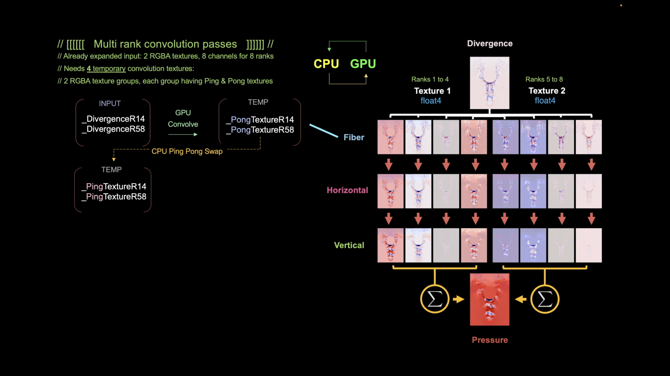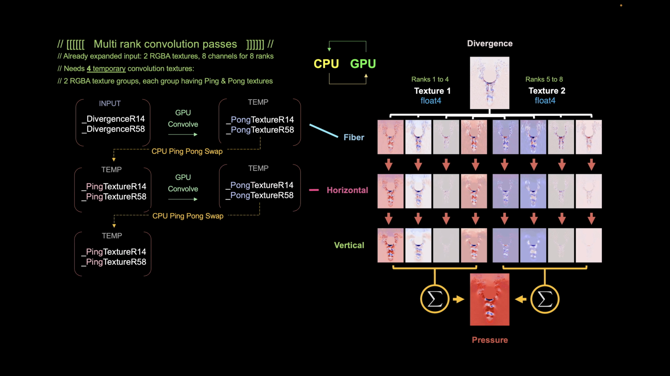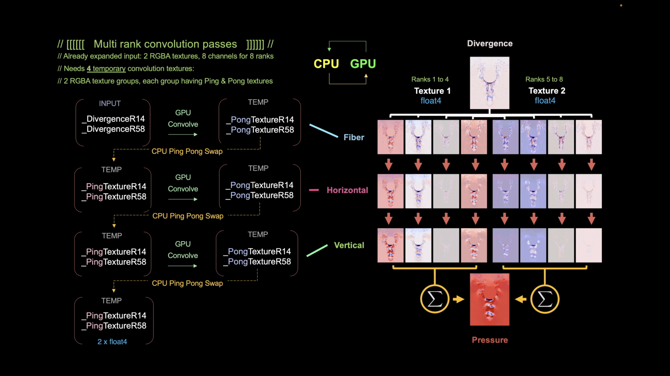Now back to the CPU, do a ping-pong swap, do a horizontal convolution, and save the temporary results to be used for the next convolution round. Repeat the same steps for the vertical convolution.